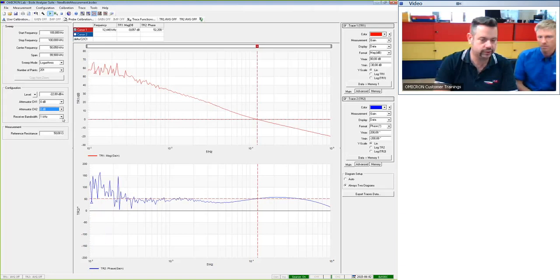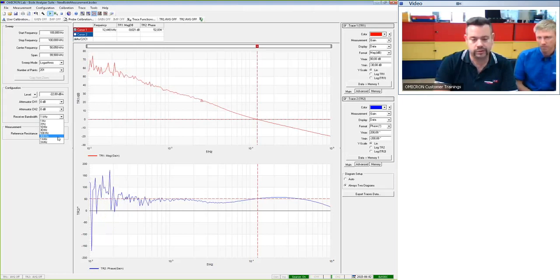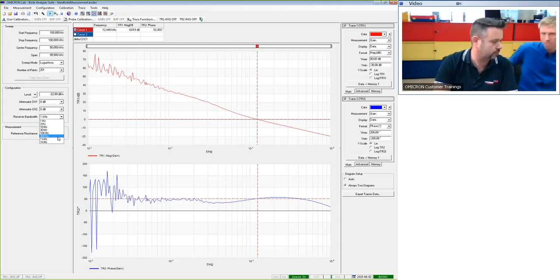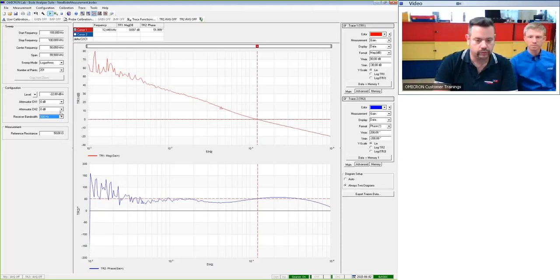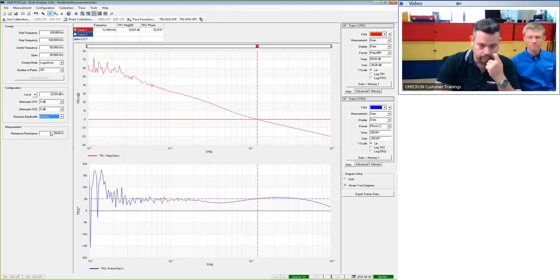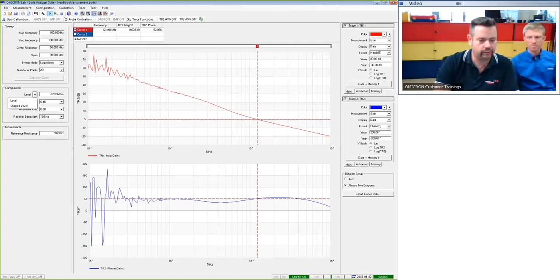The next thing we can do is reduce the receiver bandwidth. As a result, the signal-to-noise ratio will improve at the input of the Bode 100. This will slow down the measurement, but also reduce to a certain extent the noise we have. But as we can see, there is still some noise at low frequencies, and this is where the shaped level comes in.